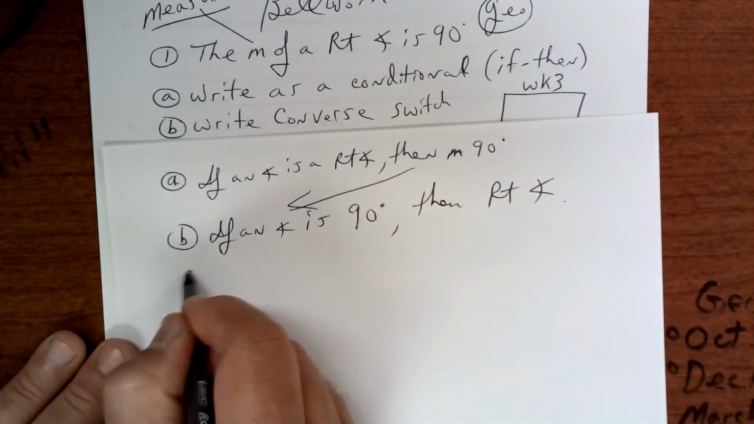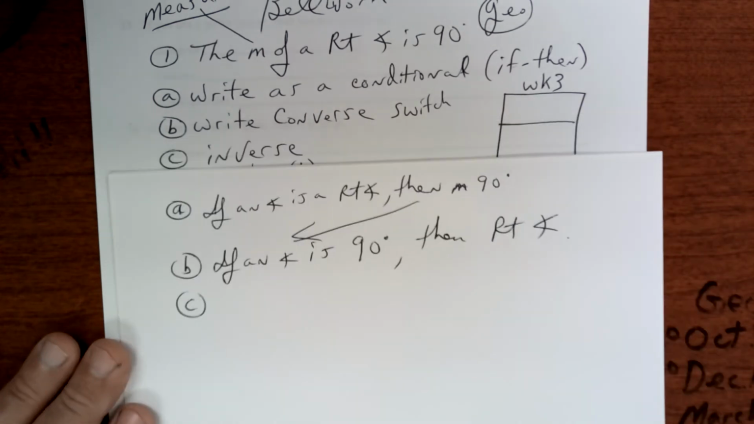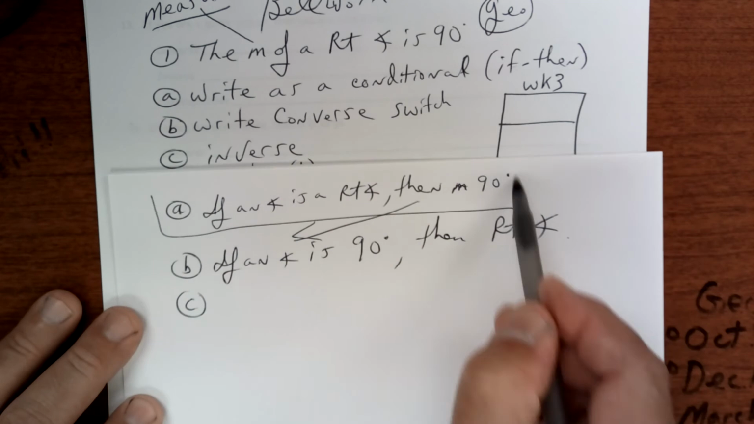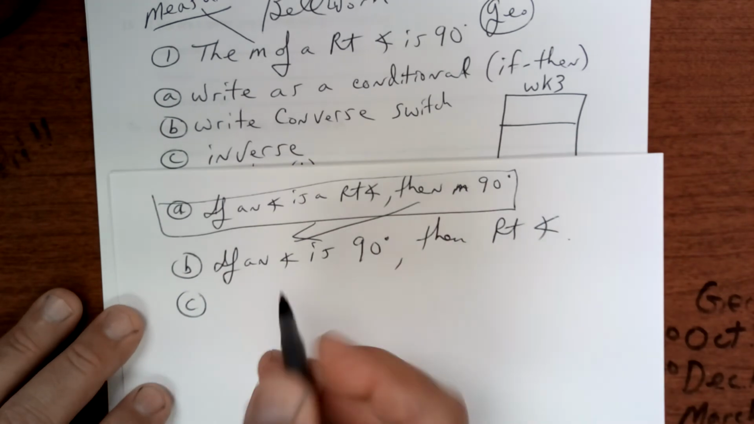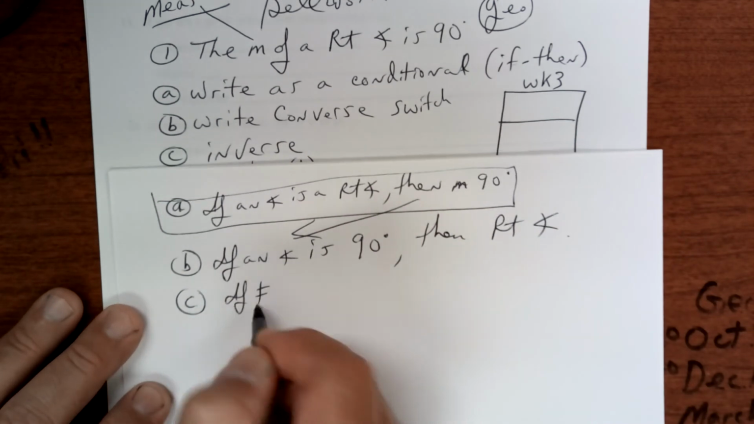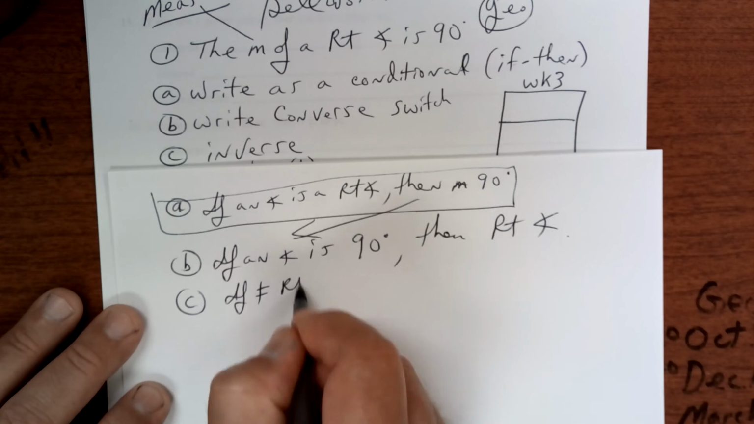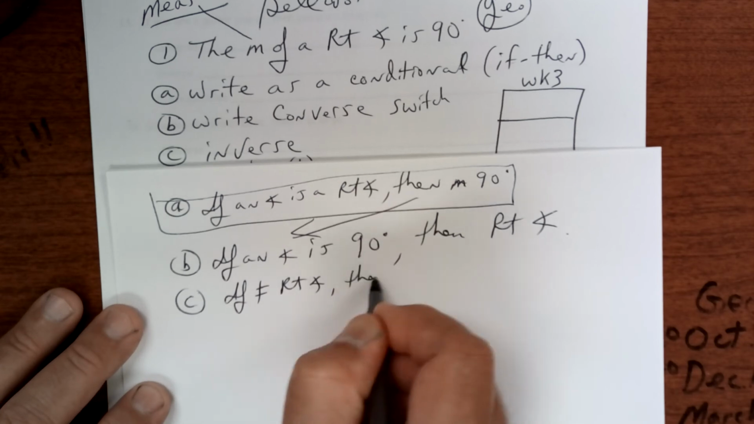C. The inverse, go back to the conditional. Always go back here. So you're going to say, if not a right angle, then not 90 degrees.